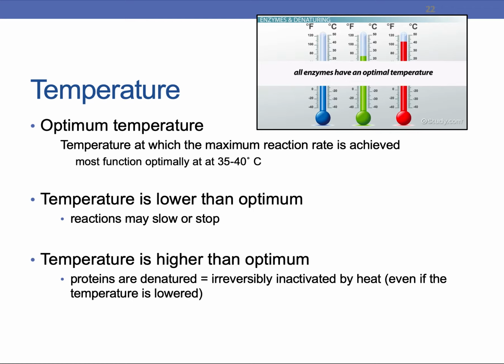Then for every enzyme, you have the lowest temperature beyond which the enzyme will not be able to catalyze a reaction.